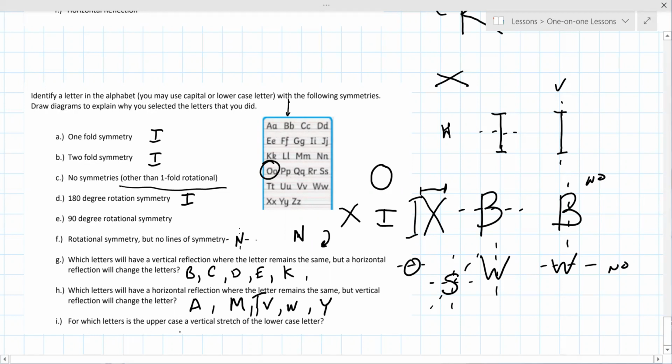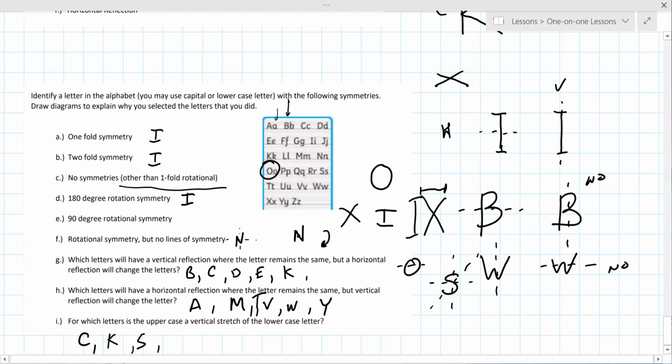So for which letters is the uppercase a vertical stretch of the lowercase? You're really looking at whether the lowercase looks just like it, except it's not pulled out. So like C. C looks good. M. N. They kind of have curves to them, so I would say not. Okay. S is sort of interesting. It maybe does, but it's also a translation. Yeah. Probably S is good.